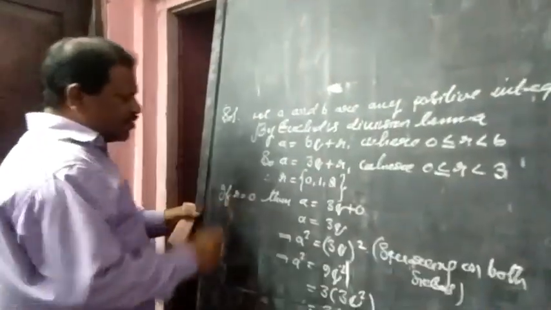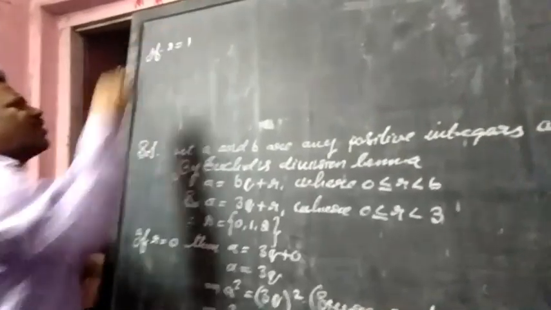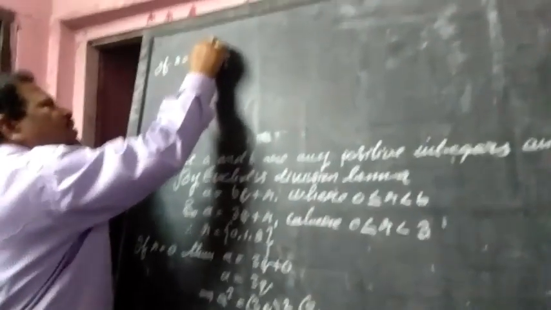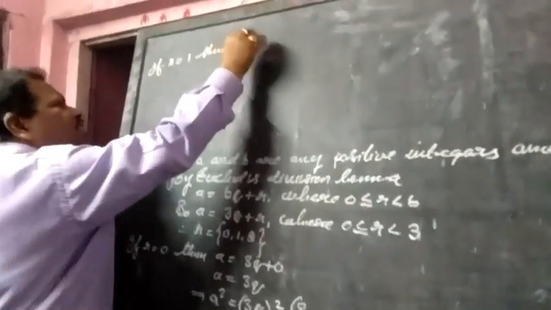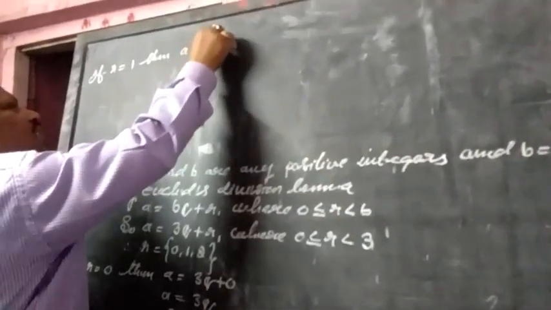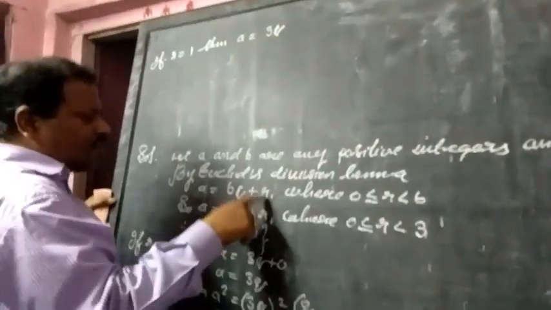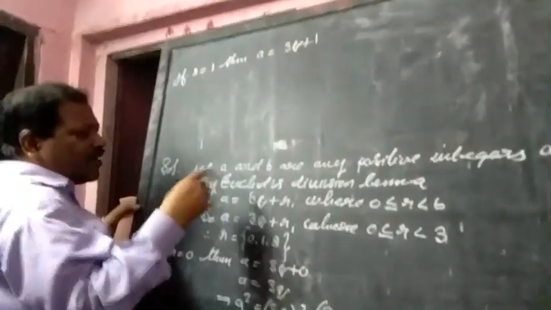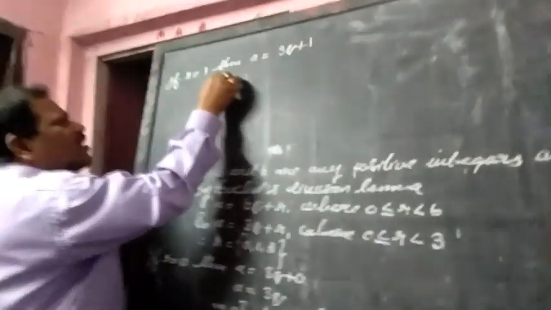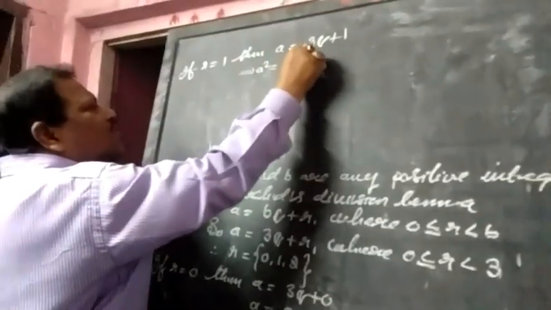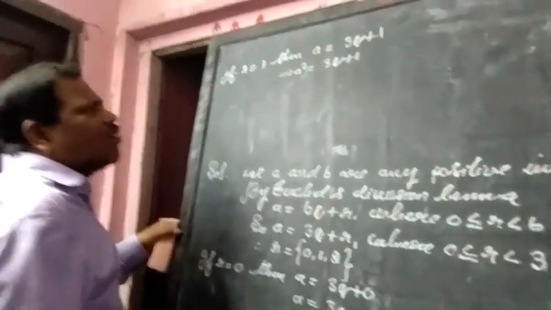Okay, case R equal to 0. Next, if R equal to 1, then A is equal to 3Q plus R, where R is 1, so A is 3Q plus 1. Now, the square of any positive integer: take A square, which is equal to (3Q plus 1) whole square.